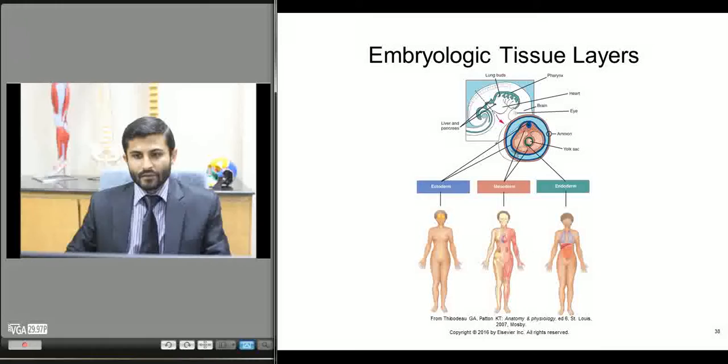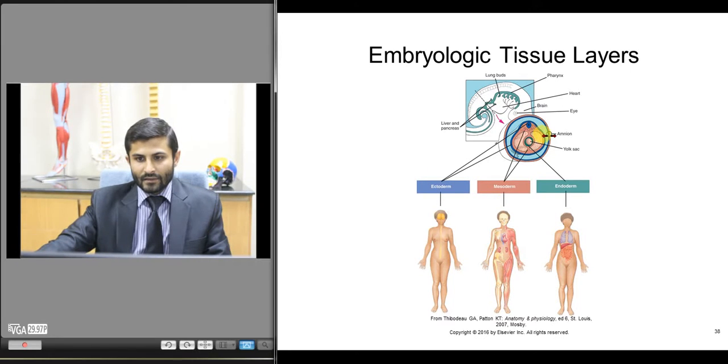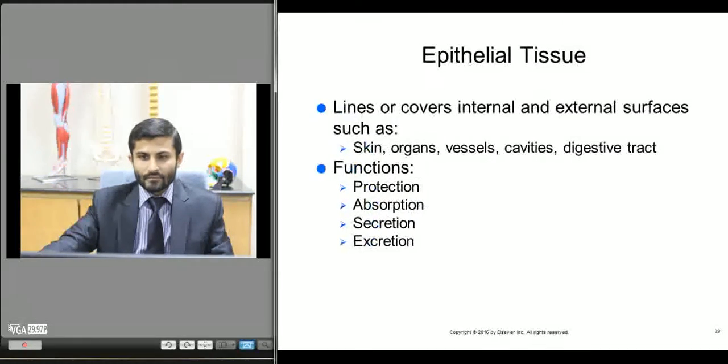Now if you look at the embryological tissue layers, you can see how they are formed from ectoderm, from mesoderm, and from the endoderm, and all the structures that are formed by these layers. Epithelial tissue lines or covers internal and external surfaces such as skin, organs, vessels, cavities, and digestive tracts. Its functions are protection, absorption, secretion, and excretion.